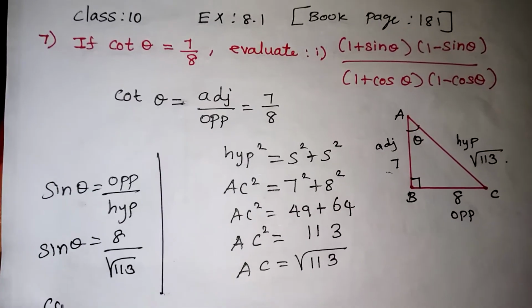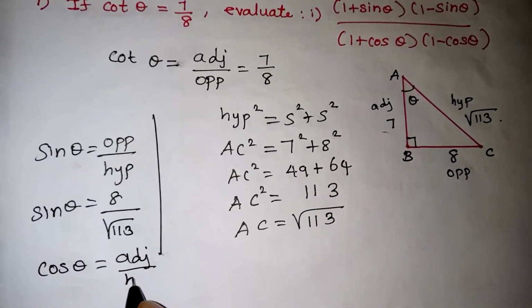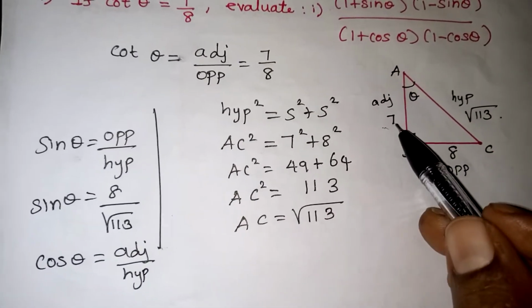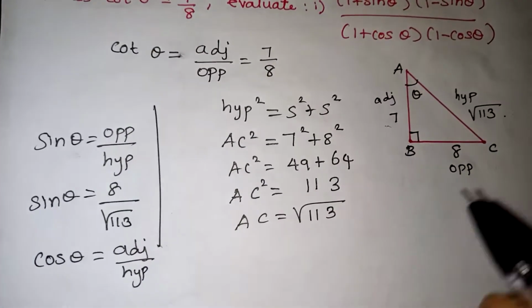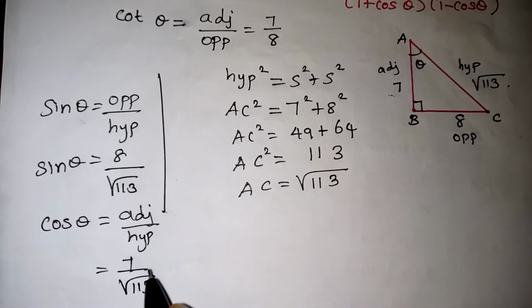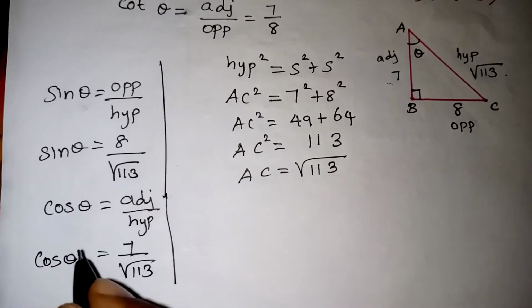Same way we need to find the cos theta also. Cos theta we have a formula, adjacent by hypotenuse. Now adjacent side we have 7, hypotenuse root 113. So we can write it as 7 by root of 113. So this is the sin theta and cos theta value we received. Now let us go for the question.